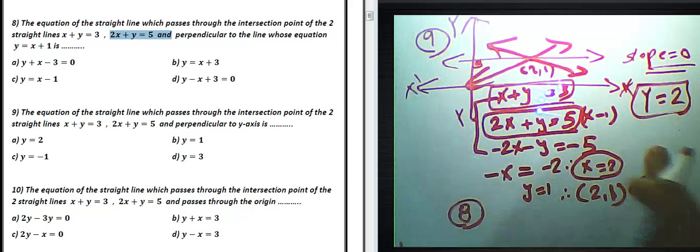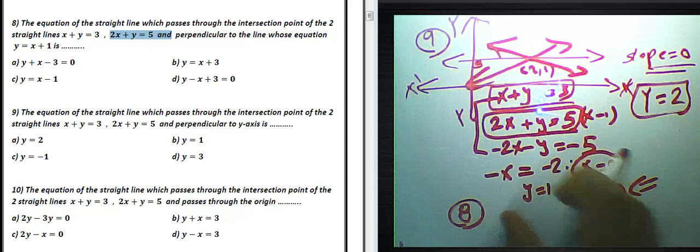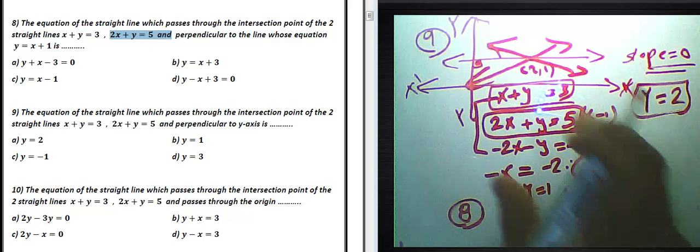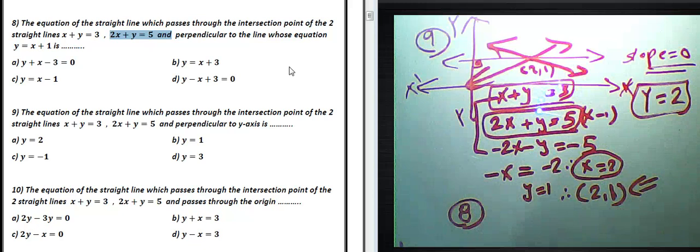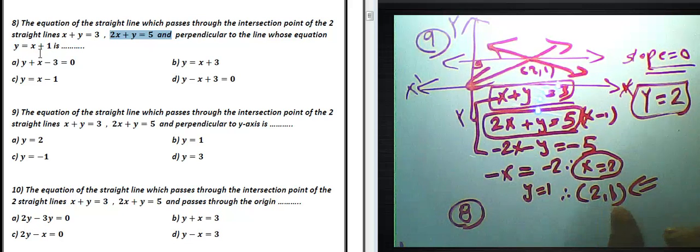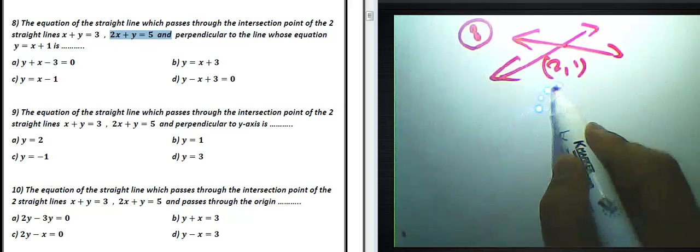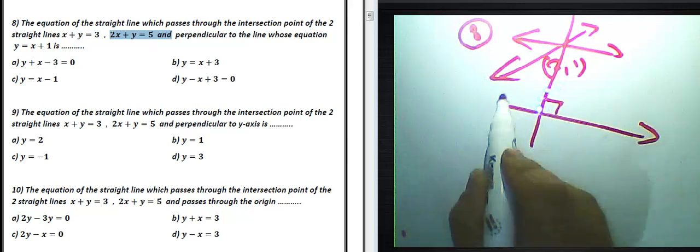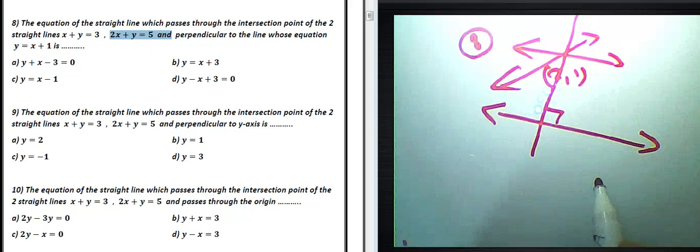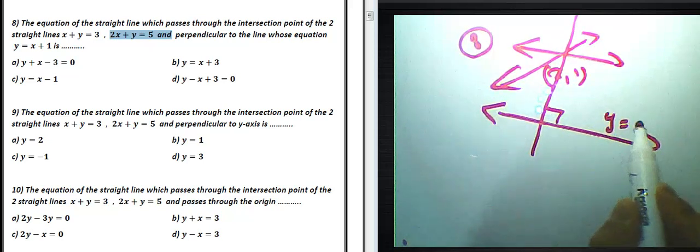The result about question number 9 will be y equal 2, but I will now solve question number 8. He tells us a straight line which passes through the intersection of the two lines at the point (2, 1). It will be perpendicular to the line whose equation is y equal x plus 1. It means you can find the slope about the straight line here. It will be the coefficient of x, which is 1. And the slope of the straight line you want to find will be the inverse of the slope of the first equation, and change the sign. Okay, my students, we have two straight lines intersecting at the point (2, 1). It's question number 8. And the straight line is perpendicular to another straight line, and the equation of the third straight line is y equal x plus 1.